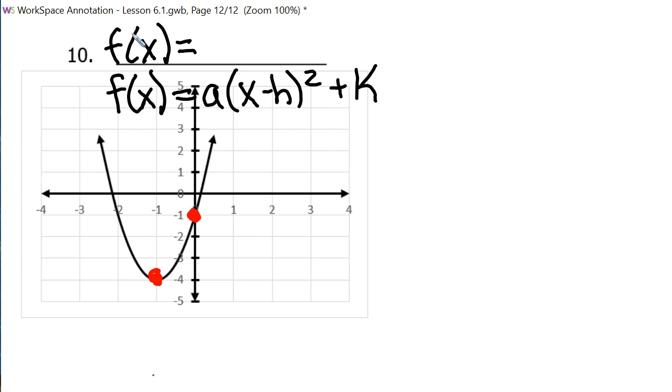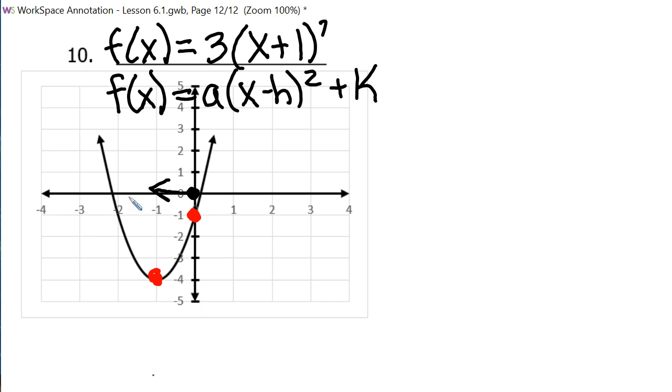For the a value, from the vertex, they went right 1 and up 3, so what is the a value? 3. I squeezed it. And from the origin, it moved to the left 1 unit. So how would we show it moved to the left 1 unit? X plus 1, and it needs to be squared. How did we get the 3? From the vertex, they went right 1, up 3. We normally go up just 1, so 1 times 3.